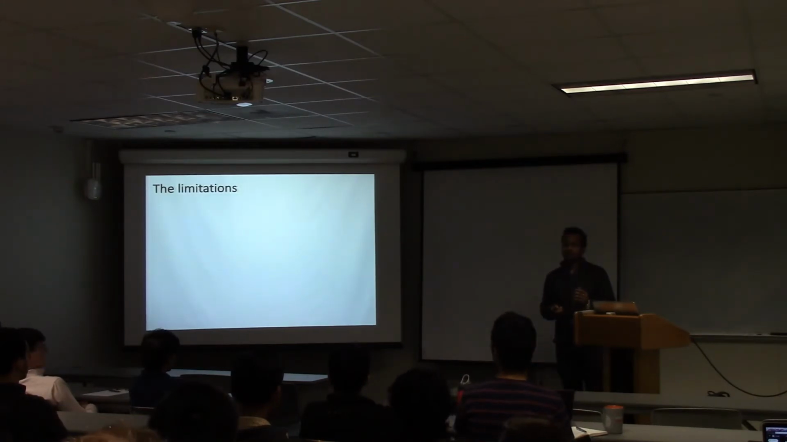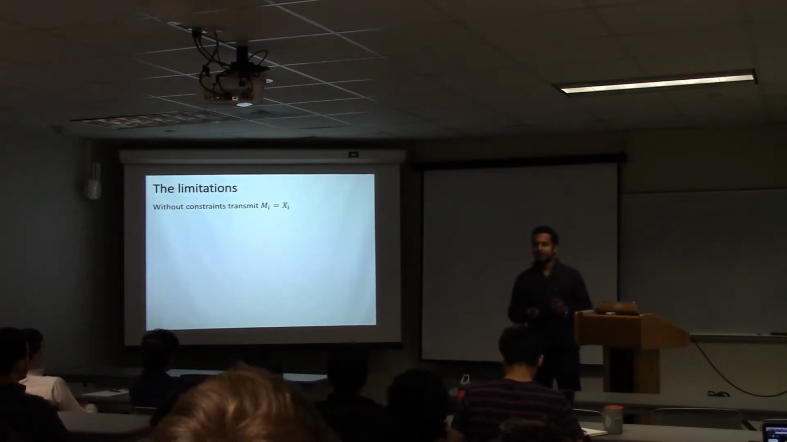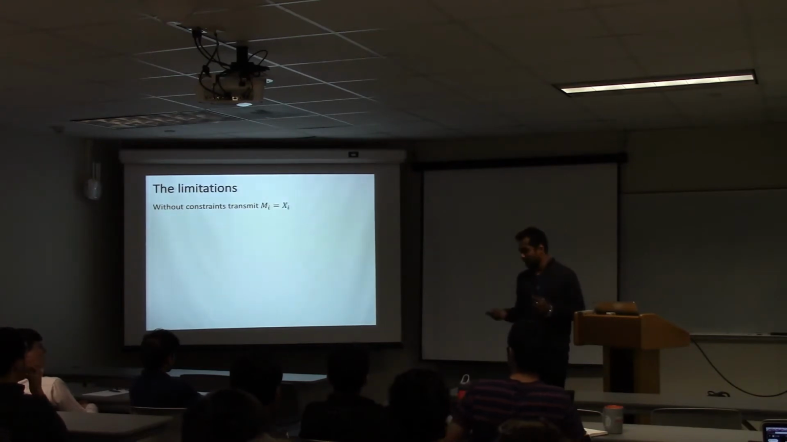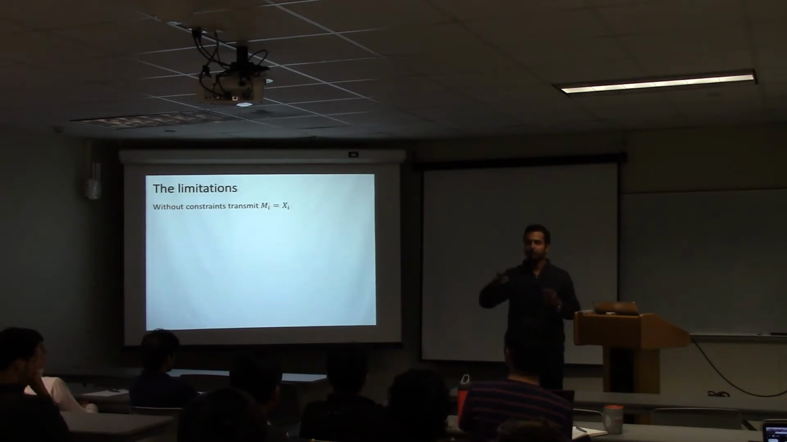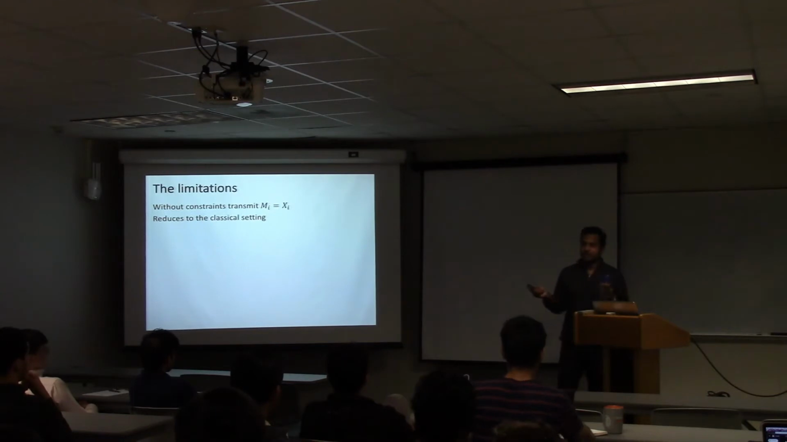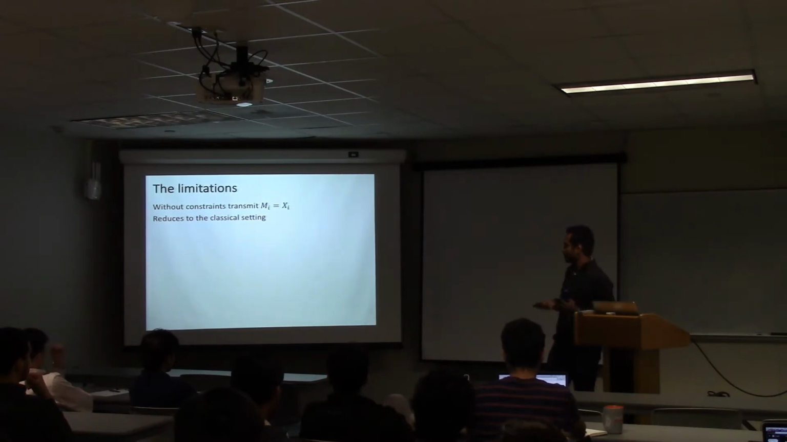Now, what are the limitations, or what is the regime in which we are going to study this problem? If we do not have any constraints, then each player can just send the sample that it sees. So if you roll a dice and you see a 4, then you will just transmit 4 encoded as some bits. Okay? So this will reduce to the classical setting where you can just aggregate all the samples at the central referee and solve the problem. So that's not super interesting.